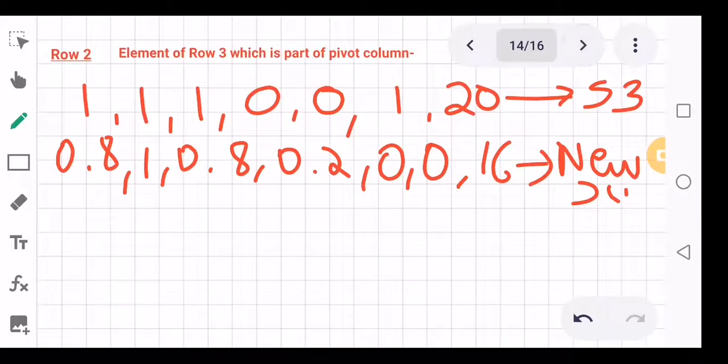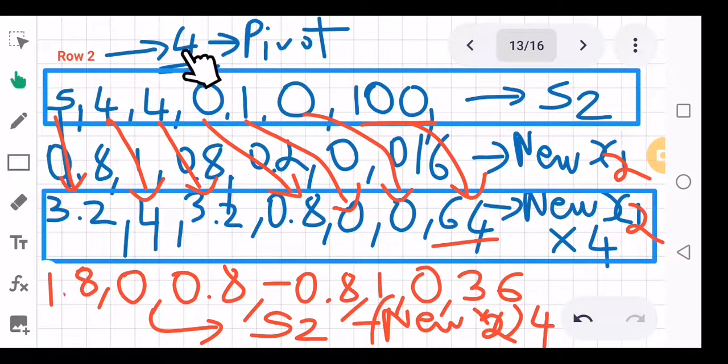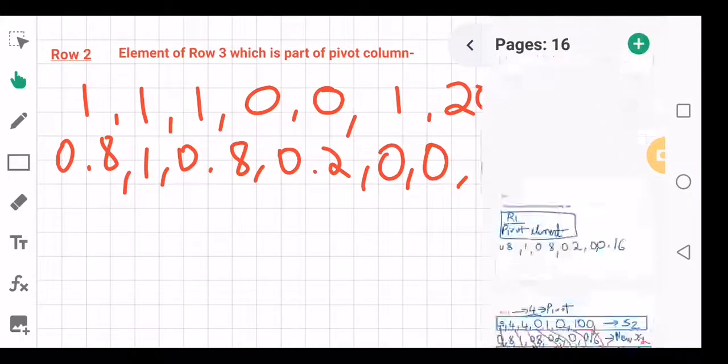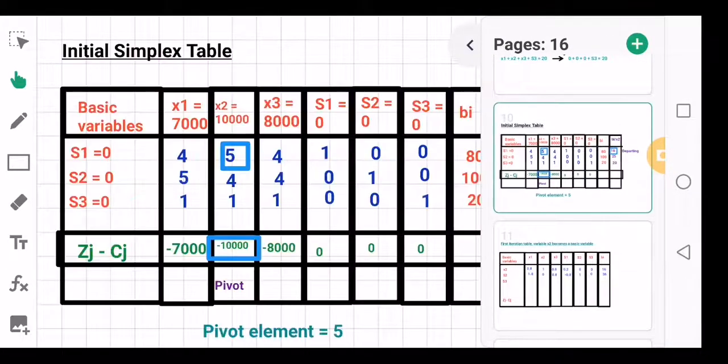Similarly, here I just put it as new x2. So these values will be considered. Now we need to find out the element of row 3 which is part of the pivot column. In this particular case, that is 4, right? We have to find out which element is part of row 3 and also part of the pivot column.